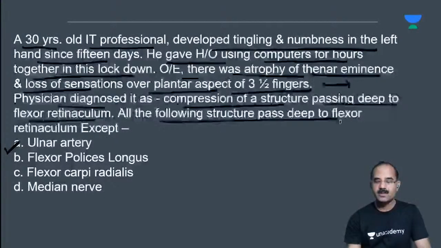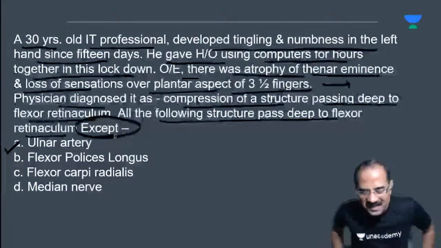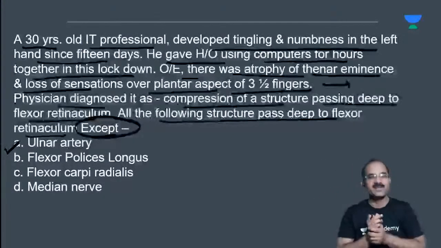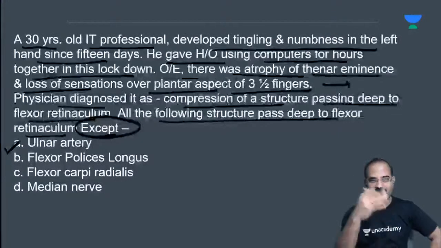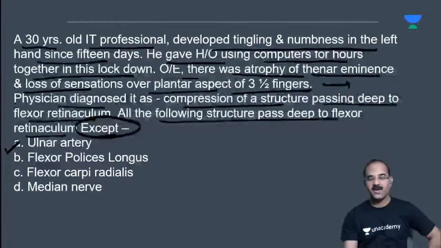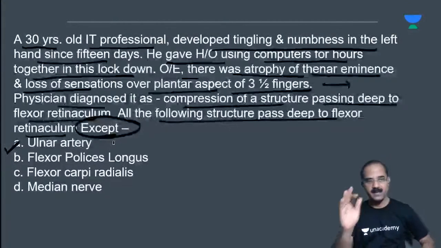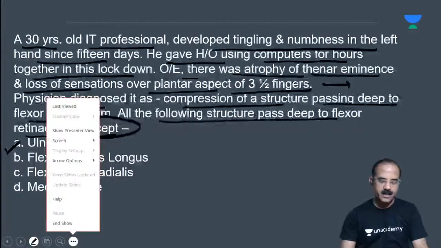All the following structures pass deep to the flexor retinaculum except, understood? So after reading everything, you come to the conclusion the MCQ would be based on the median nerve, but the MCQ is put somewhere on a different topic altogether. All the following structures pass deep to the flexor retinaculum except, your answer is going to be ulnar artery. The best answer would be ulnar artery here. Ulnar artery. Look, I'll just make a slide for you.